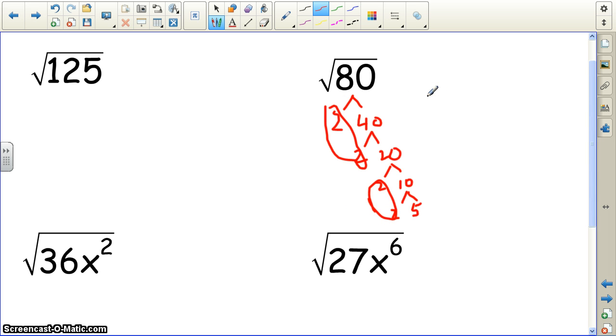Okay, so unlike the first example, now I've got 2 pairs. If I have 2 pairs, I'm going to multiply them together. So 2 times 2 is 4. That goes outside. And I have a 5 left over by itself, so that goes inside. And if I had multiple numbers, let's say I had a 5 and a 3 and a 7, or multiple terms that didn't pair up, I would multiply all of those together as well to leave that on the inside.